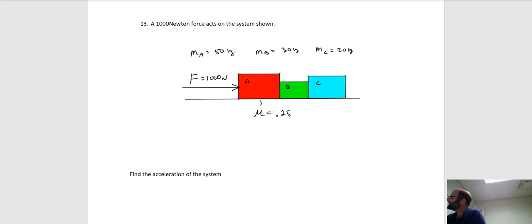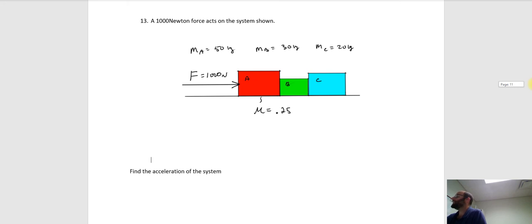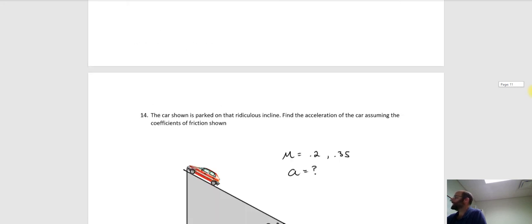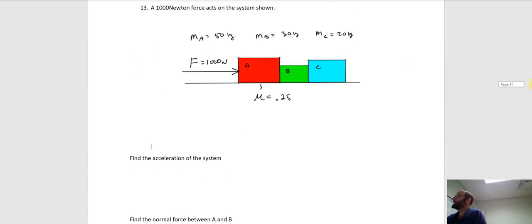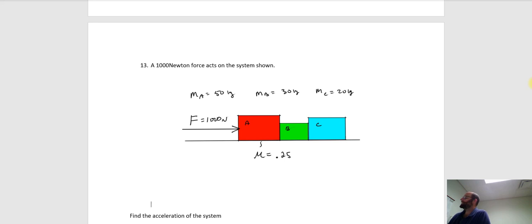All right, so once you find the acceleration of the system, that acceleration is good for any free body that you draw in this picture. So as I move down here, we think about the other ones where it says to find the normal between A and B. Now what I would do is draw a free body either of this or this, it doesn't really matter which.